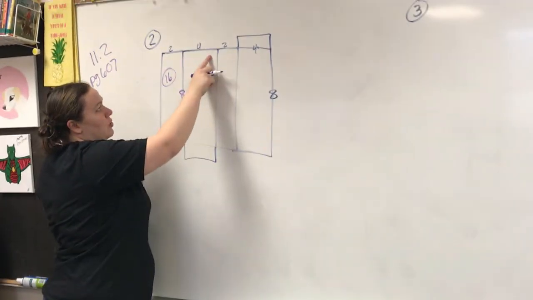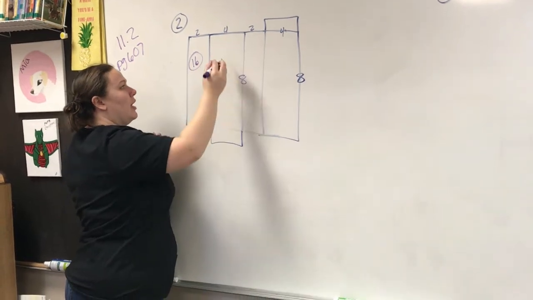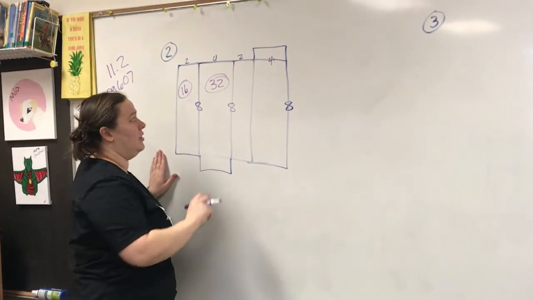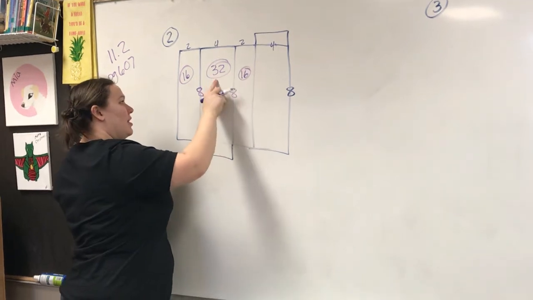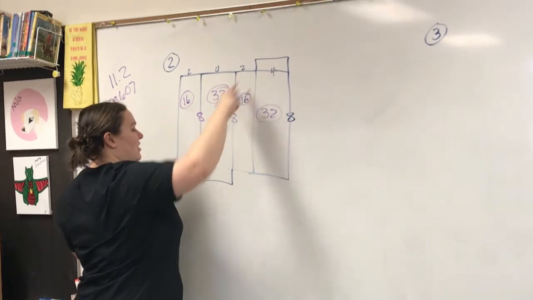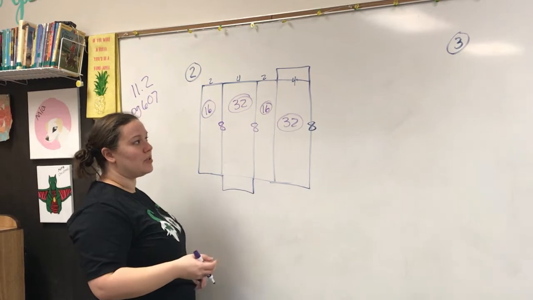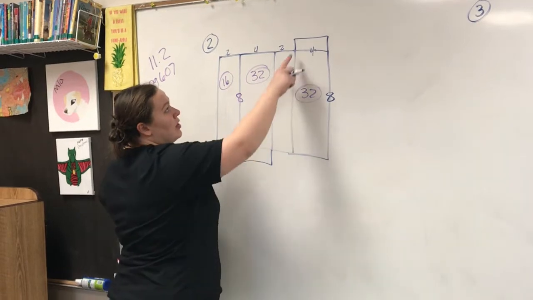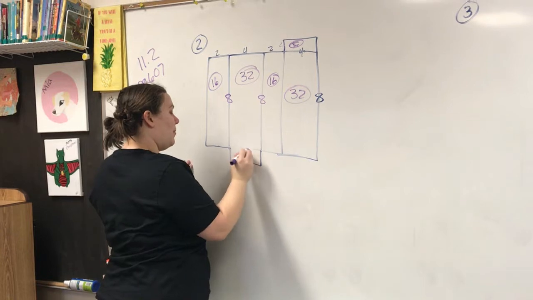The next one was 4 squares wide by 8 squares deep. 4 times 8 is 32. Here's a helpful hint. This and this will always match. This and this will always match. And this and this will always match. And normally we're just working with rectangular prisms. Sometimes we work with other stuff. This edge is 2 and this edge is 4, so it's going to be 8 and 8.